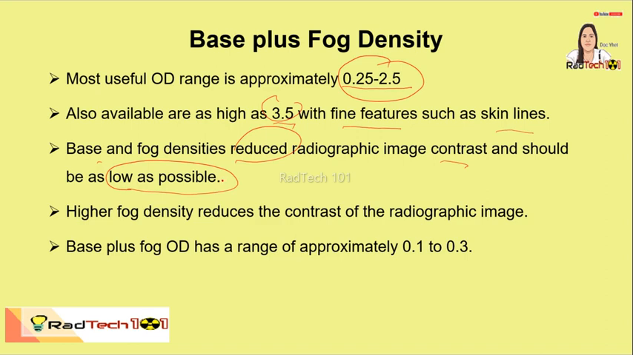So different brands of films will also have different values for base plus fog, which are again inherent, but we need to minimize it. And it should be between 0.1 to 0.3 only. Okay? So in other books, it is 0.2 in the older edition. That is the only acceptable one. 0.1 to 0.3 is the acceptable base plus fog density which is inherent in the radiographic film.